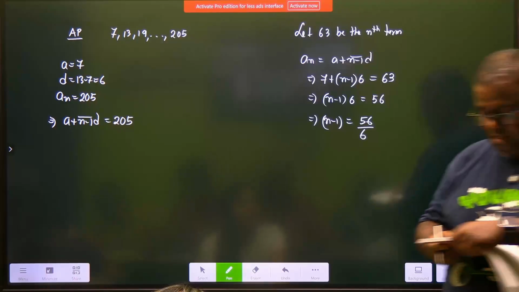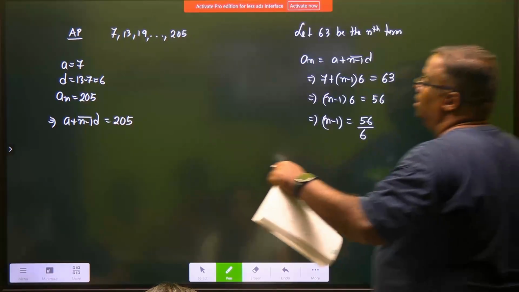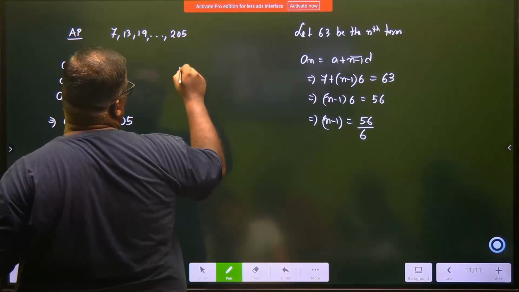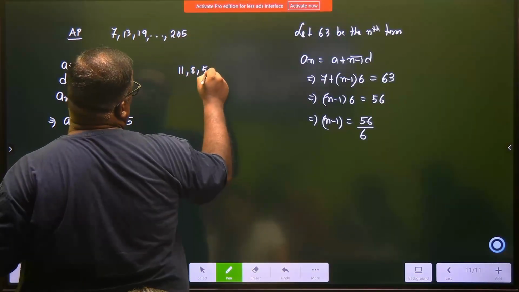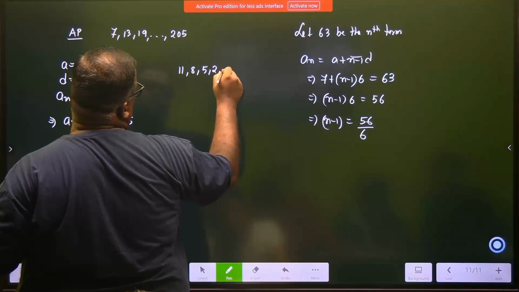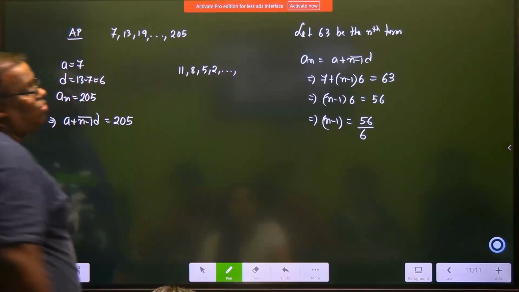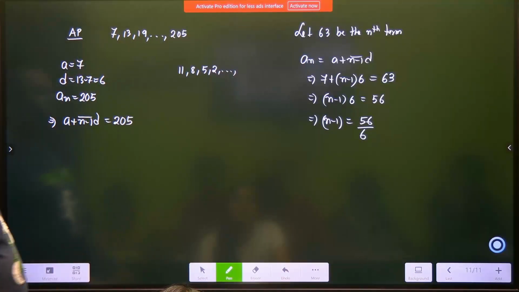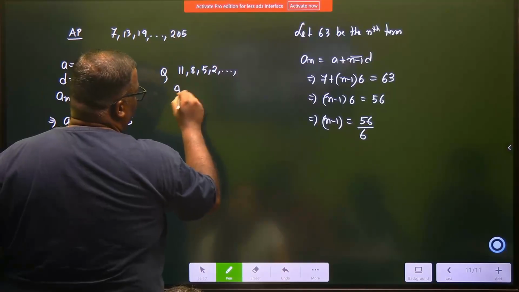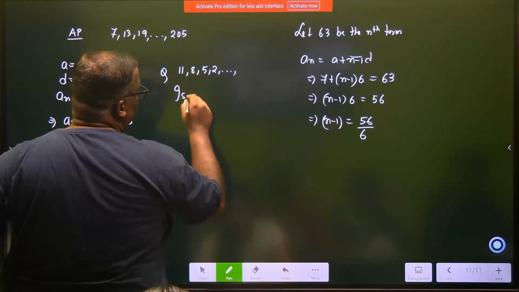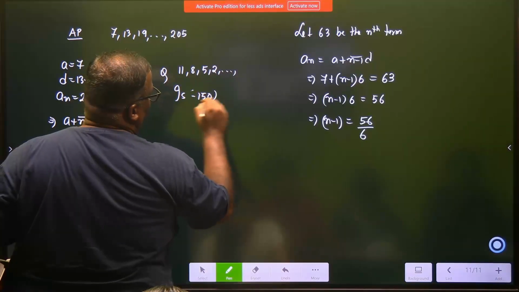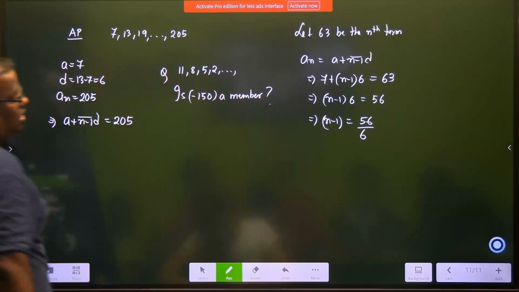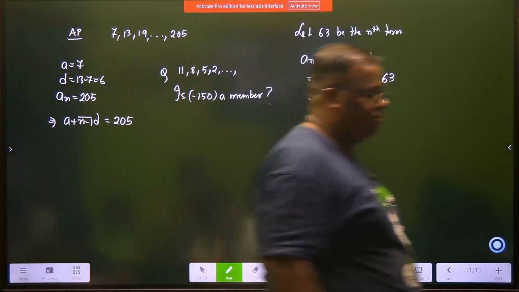Okay. You do now. Your next AP is 118, 52 ... Acha, whenever you see this AP, automatically keep it in mind the d is negative because the AP is going down. Right? This is a question. And you need to check: is negative 150 a member?